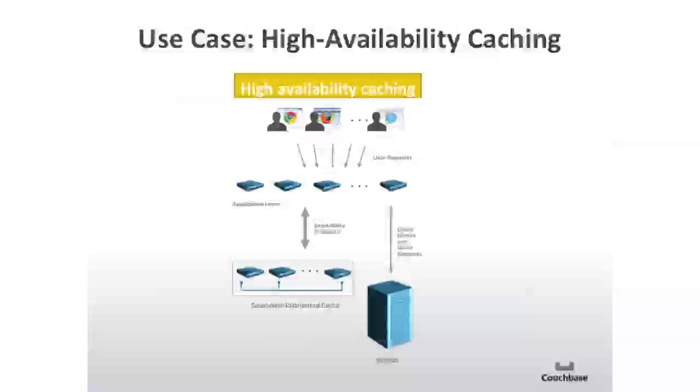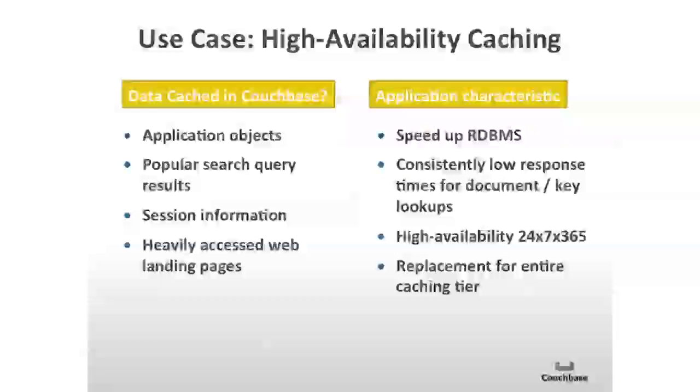For the high availability caching, which I explained, Orbitz is using us. On the side, you can look at what data is stored in Couchbase. In this case, they use us as an in-memory object cache. The data here is application objects, popular search results, session information, and heavily accessed web landing pages. To give you an example, let's say there's a long weekend and a lot of people are searching for particular flight information. Because that flight information gets queried again and again, they can store the whole query search results in memory, so any next request they can serve much faster.